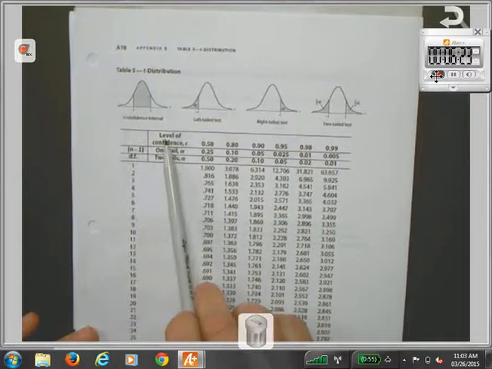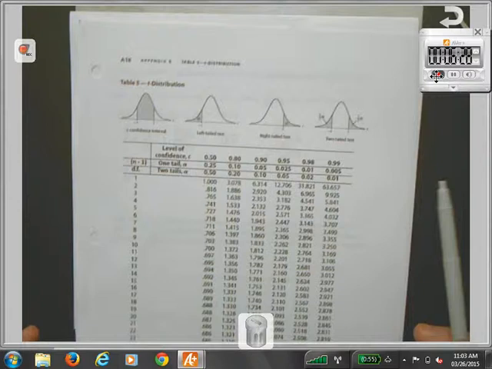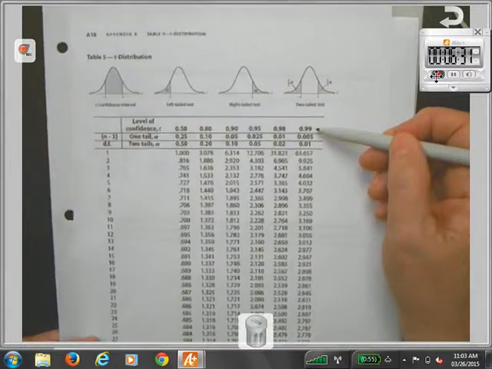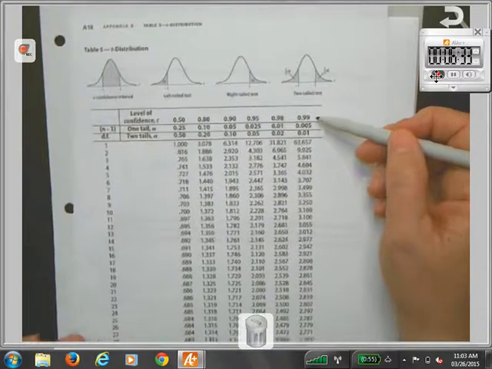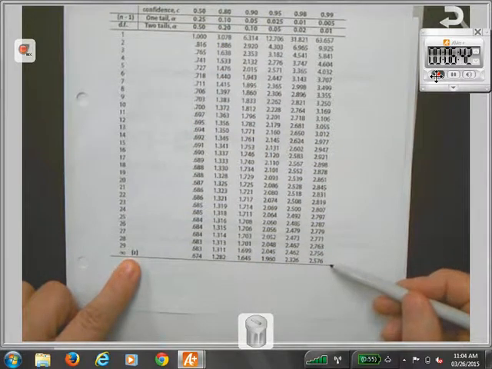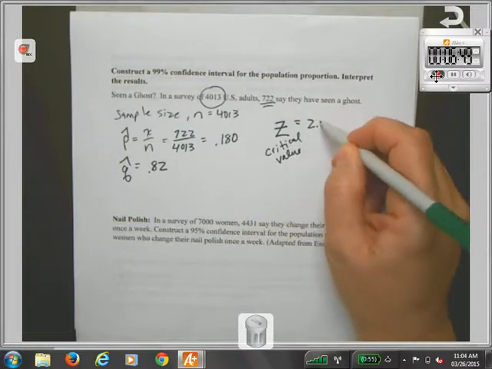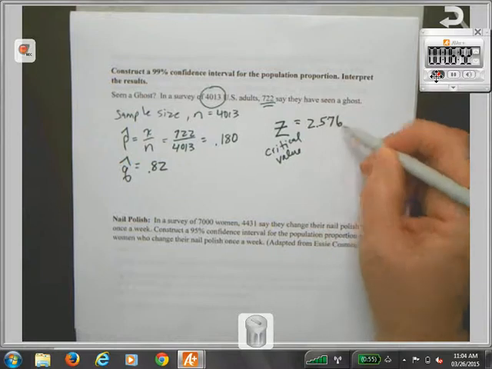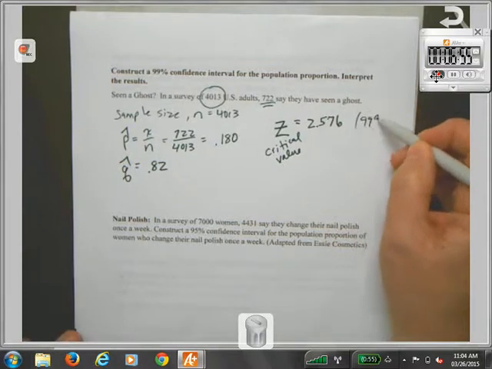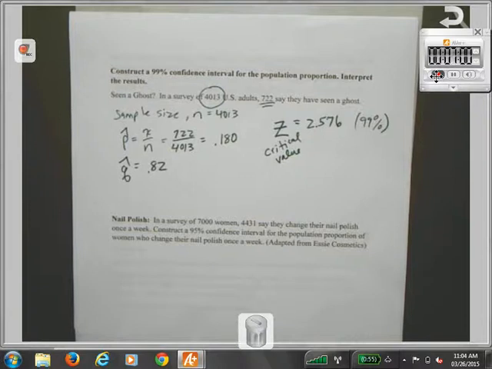But the good thing about this table is that we have this level of confidence, and it gives these percentages. So we are looking for 99%, which is 0.99, and then we're going to drop all the way down to the bottom of the table where it's labeled Z. The value for the Z at 99% confidence is 2.576. After a while, you'll get to where you know what some of these numbers are. You've used them so many times. 99% confidence gives us 2.576.